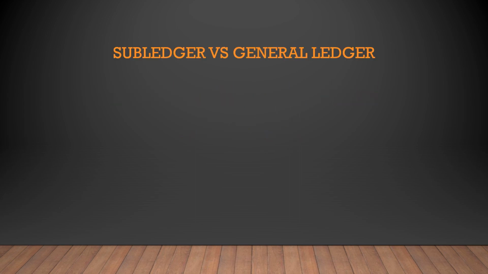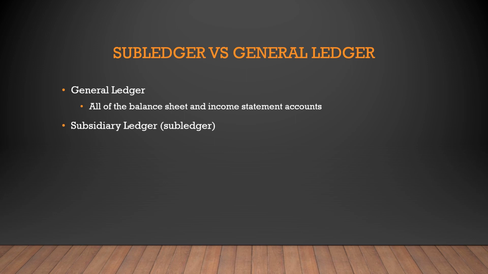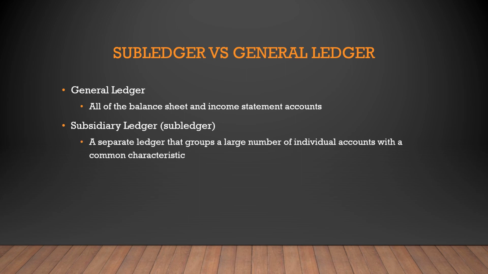First, let's discuss some terms. We've already talked about the general ledger. The general ledger refers to all of a company's accounts, particularly its balance sheet and income statement accounts. Next, we have our subsidiary ledgers, or subledgers as is sometimes known. The subledger combines a large number of individual accounts with a common characteristic, such as customers or supplies.